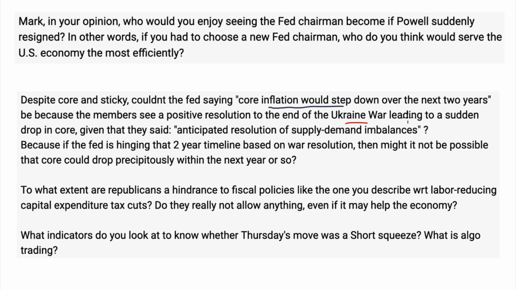To what extent are Republicans a hindrance to fiscal policies like the one you described with respect to labor, reducing CapEx, tax cuts? Well, the point I was making when I said that they would block it is that it's not because they disagree with it or they're a hindrance. It's that they're not going to let the Democrats have a win. And if it were reversed, the Democrats aren't going to let the Republicans have a win. That's what politics has come down to in North America, both Canada and the U.S.